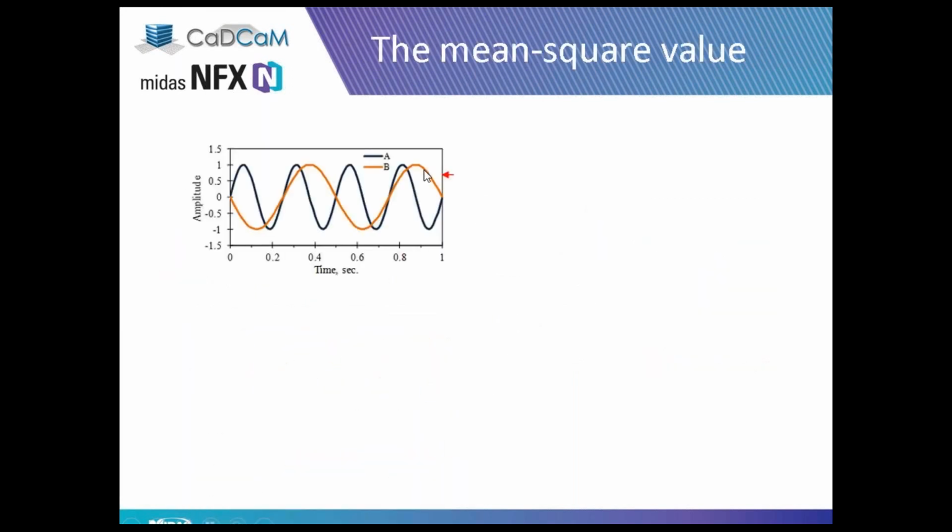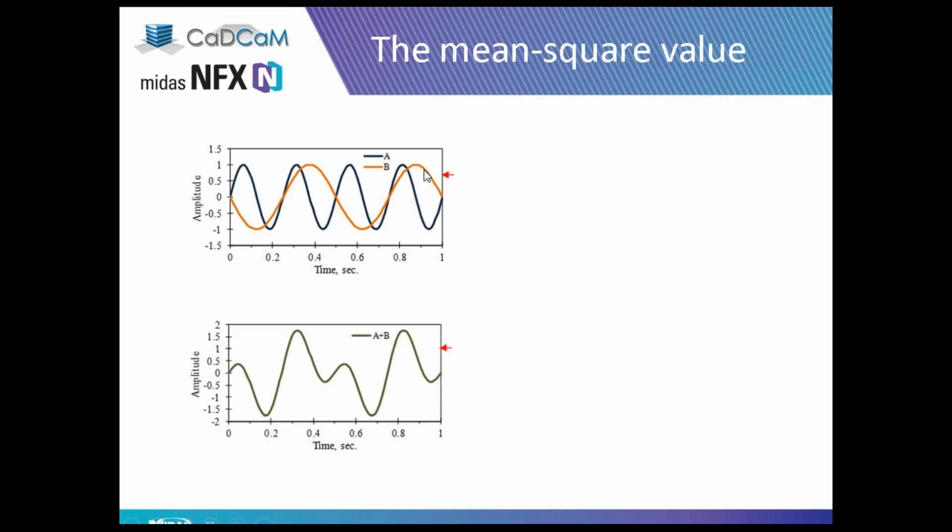The mean square value, we will try to understand via the following example. Here we have two sine waves, the red one and the blue one. They have the same amplitude, however, they have different frequencies. When we combine, when we add those two sines, we get the following curve. Part of it is under zero, part of it is zero, and part of it is above zero, because we combine it as it is.